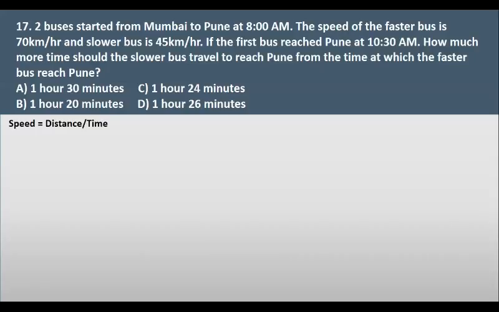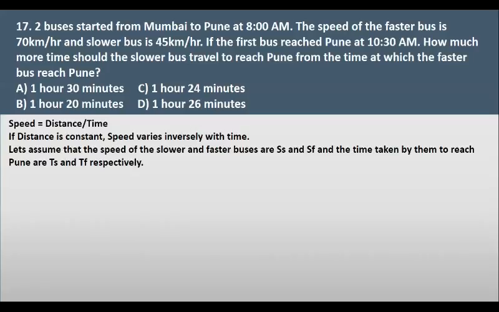We know that speed is equal to distance by time. If the distance is constant, speed varies inversely with respect to time. If we assume that the speeds of the slower and the faster buses are SS and SF respectively, and the times taken by them are TS and TF respectively, then we can write that SF by SS is equal to TS by TF. We are given that SF is equal to 70 km per hour, SS is equal to 45 km per hour, and TF may be calculated by subtracting 8 am from 10:30 am.